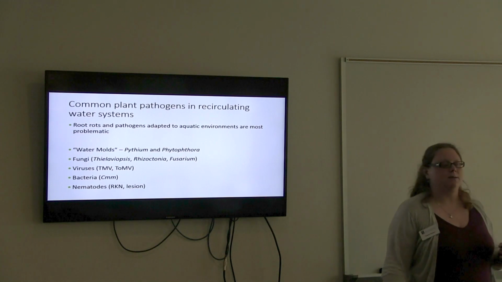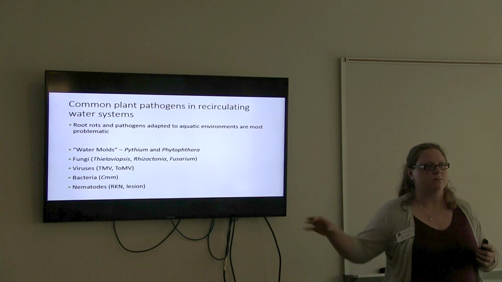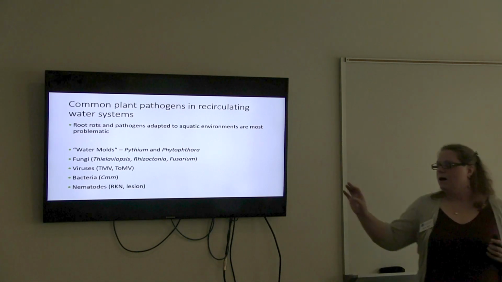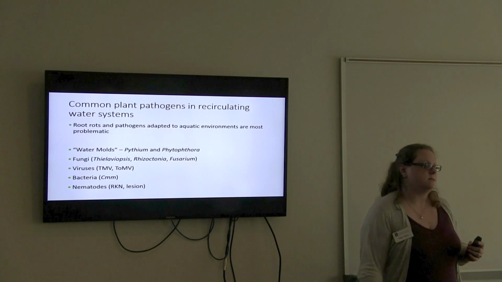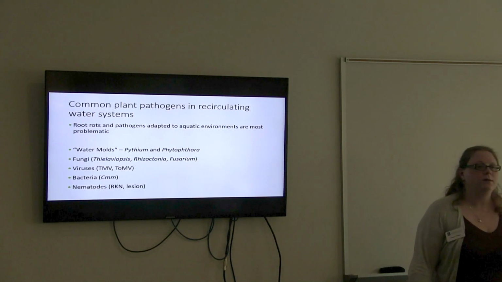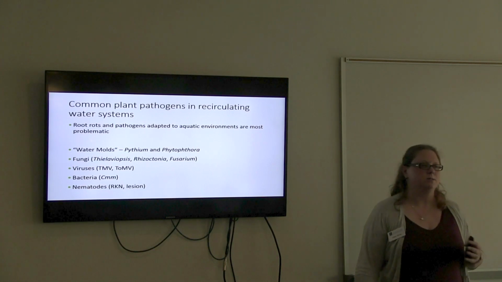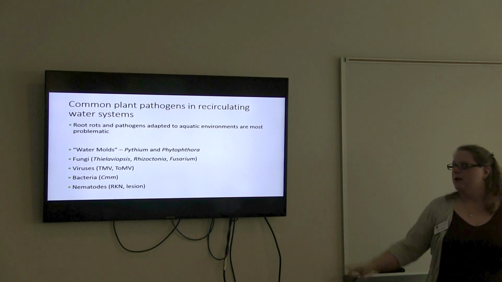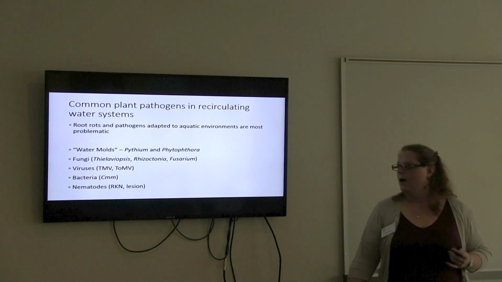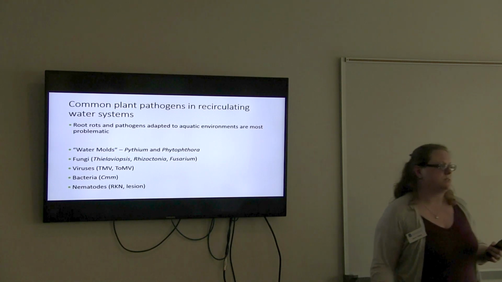There aren't too many bacteria that are usually problematic in terms of plant pathogens in hydroponic systems. Clavibacter michiganensis causes bacterial wilt or bacterial canker on tomato, which can cause huge losses, so that can be problematic, but generally speaking, we don't see too many bacterial issues. Nematodes, again, we don't tend to see a lot of them. Root knot nematode can circulate, as can lesion. So these are just some examples.